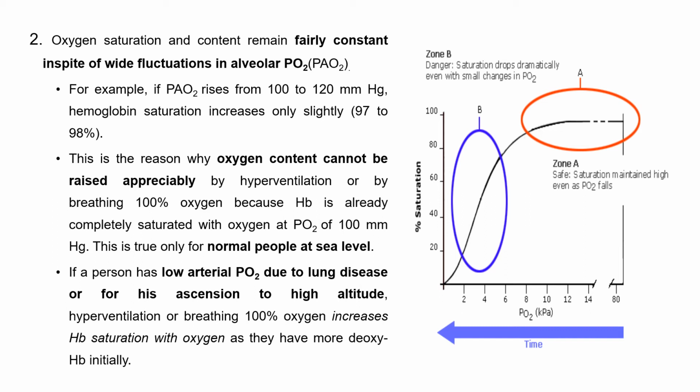If a person has low arterial PO2 due to lung disease or due to acclimatization to high altitude, hyperventilation or breathing 100% oxygen increases hemoglobin saturation with oxygen, as they have more deoxyhemoglobin initially. Okay?